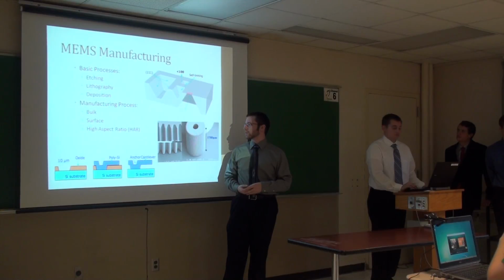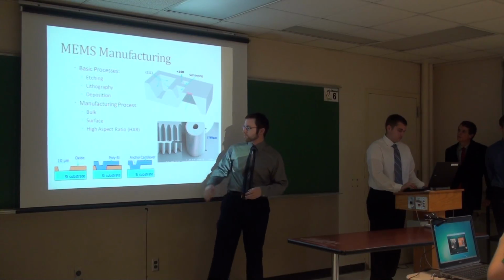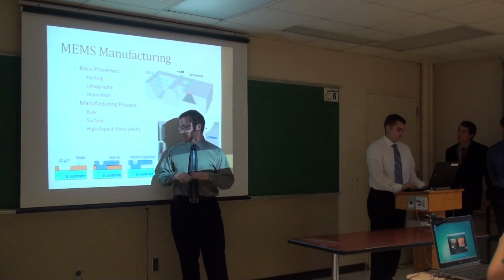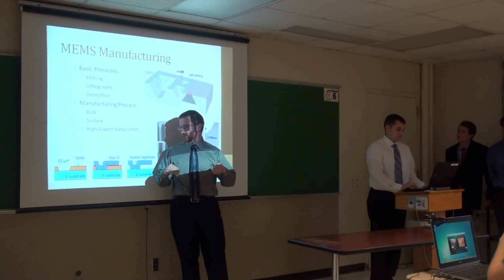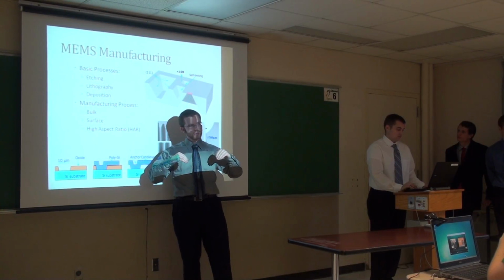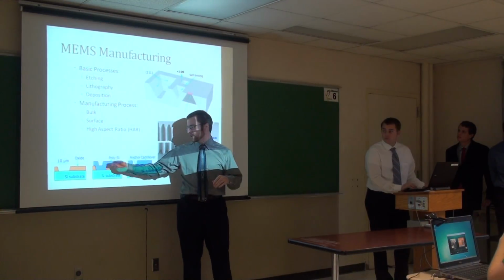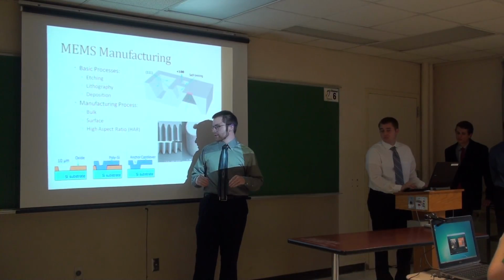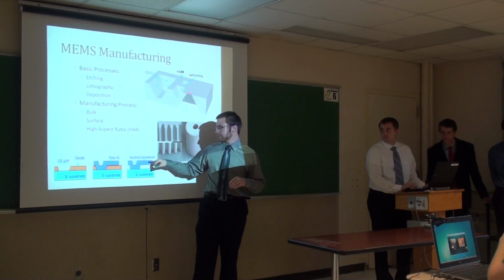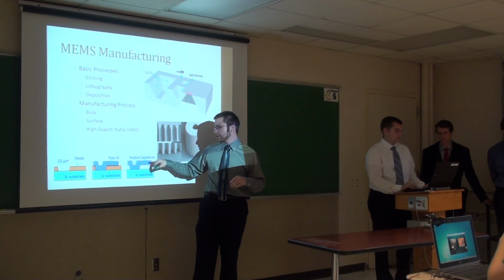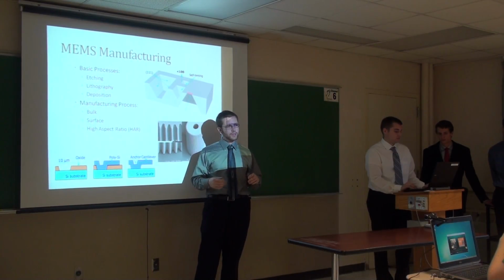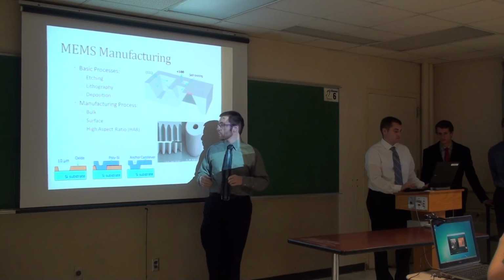There's also surface manufacturing, wherein, as you can see down here, you start out with a substrate and then you basically apply an oxide mold to it, and you're going to fill that mold with polysilicon material, as you can see here. And then you're going to use some kind of solvent to remove the oxide, and then you're left with like a cantilever on here.